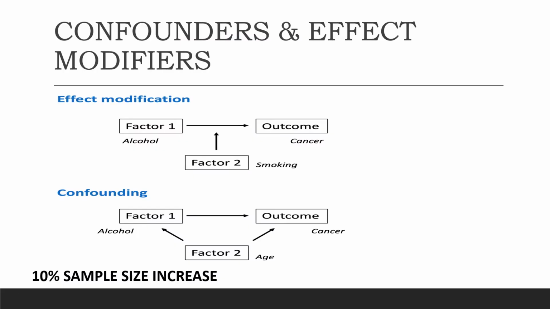Now coming to the confounders and effect modifiers. These are very important and we often have MCQs from these areas, in which a statement is given saying it is only affecting the outcome. What is it? Is it a confounder? Is it an effect modifier? And there may be some other options as well. It is affecting both exposure and outcome. Then again you have to make the right choice.